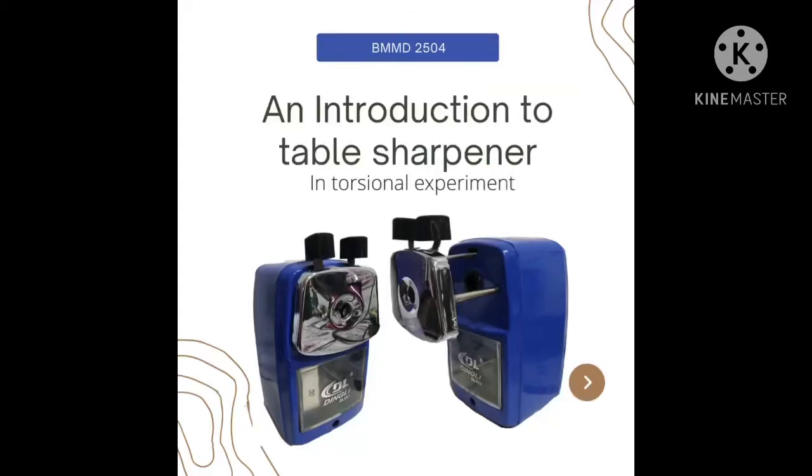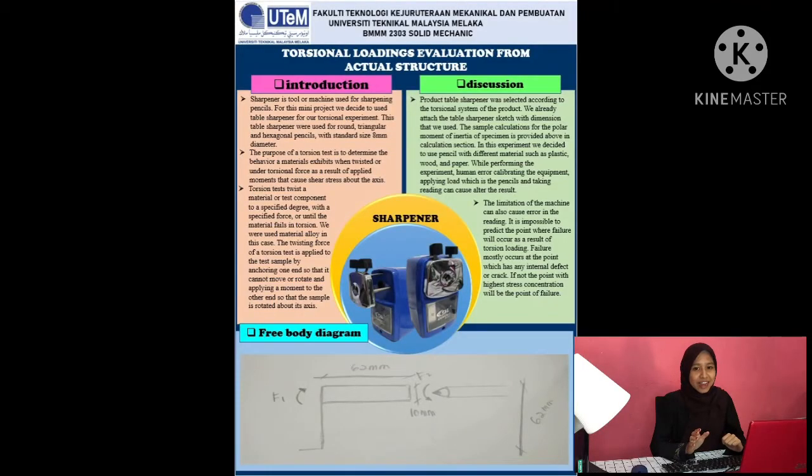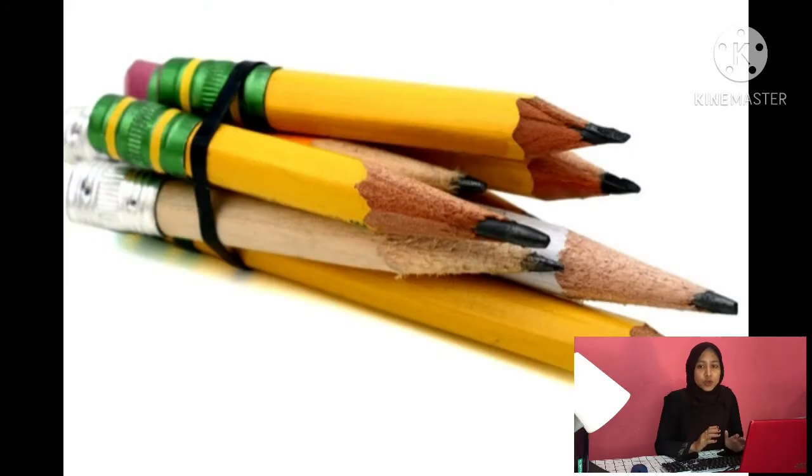This is our torsional experiment. Hello, I am Najiha. For this mini project, we decided to use a table sharpener for our torsional experiment. The table sharpener was used for round, triangular and hexagon pencils with a standard size of 8 mm diameter.